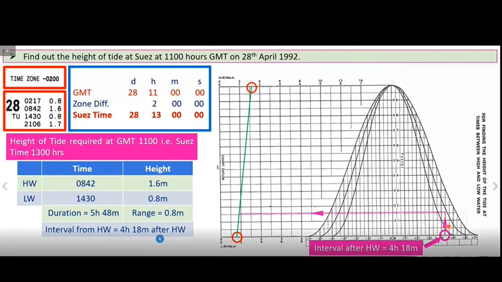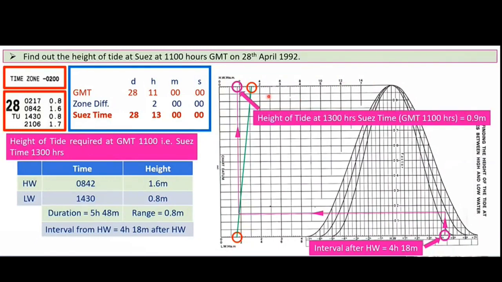Very good, great. So once we hit the interpolation line, now it is easy, simple. Where this horizontal line hits the interpolation line, from here we go vertically upward, and where it cuts this scale out here, we read it on the same scale on which the height of low and high water were marked. And when we read from here, we find that the height of tide at 1300 hours Suez time, which is the same as GMT 1100 hours, is 0.9 meters. Therefore, height of tide at GMT 1100 hours on 28th April is 0.9 meters.